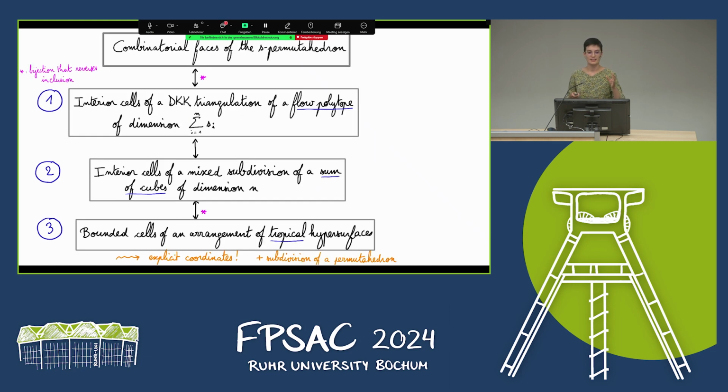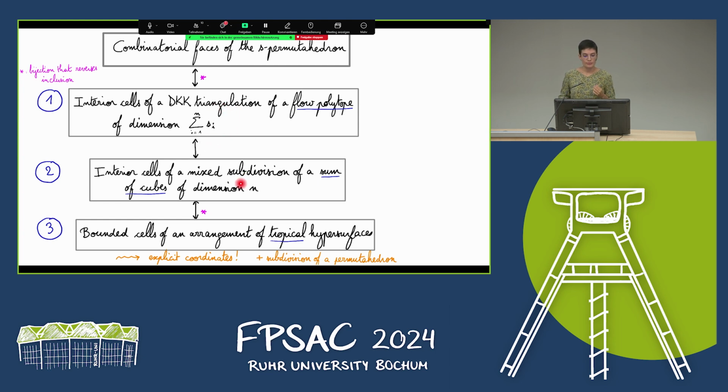Now, these are our 3 realizations. So I will mainly focus on the first one. So we go from the combinatorial faces of the s-permutahedron, with a bijection that reverses inclusion, to the interior cells of a certain triangulation of a flow polytope, which has this big dimension. So this is a first realization, but it has a high dimension, and also it is dual, because our objects, the S-permutations, will index the maximal cells of a triangulation.